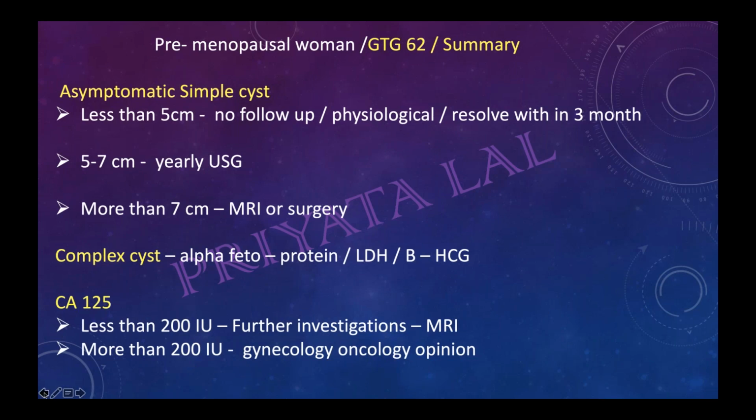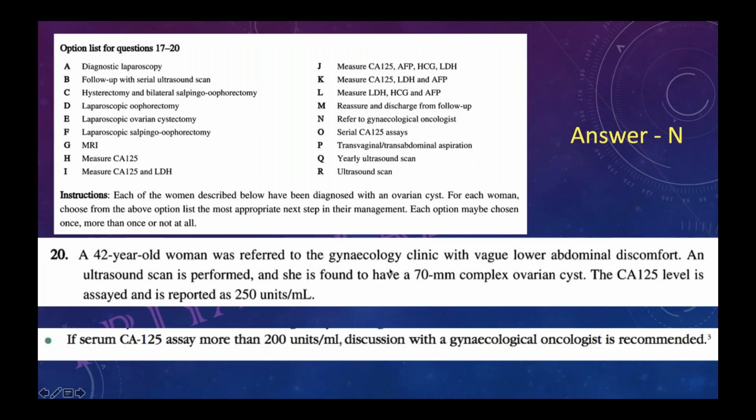If CA 125 value is more than 200, it will be gynae oncology opinion. So if you see this question here, she is 42 years, she has 7 centimeter cyst, CA 125 is 250. She has got symptoms, so you have to treat this woman. Treatment will be laparoscopic, most probably cystectomy, but they have given this CA 125 value also. Therefore, answer becomes gynae oncology referral.